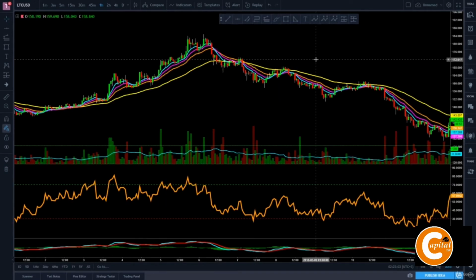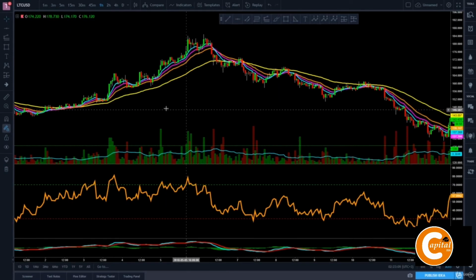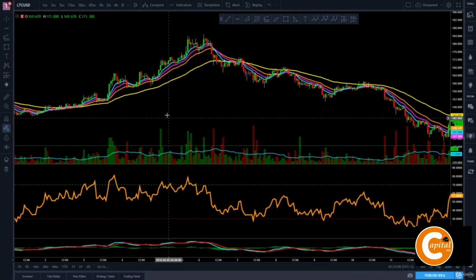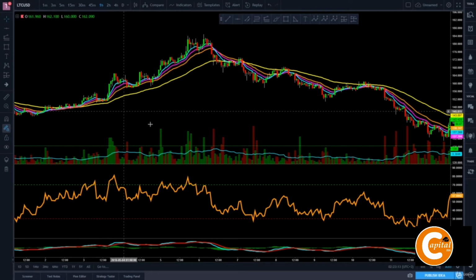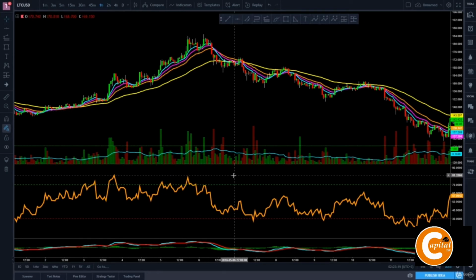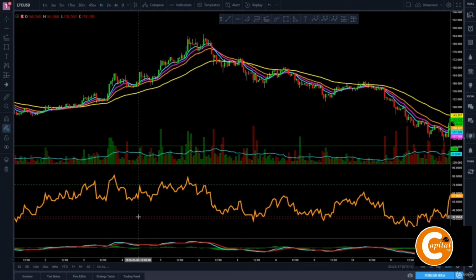Another example of when it is a good time to sell using the RSI and other indicators is this one right here, and for this example I am using Litecoin chart and I am on 1 hour time frame. So let's take a look at the RSI to find when is the best time to sell this coin.